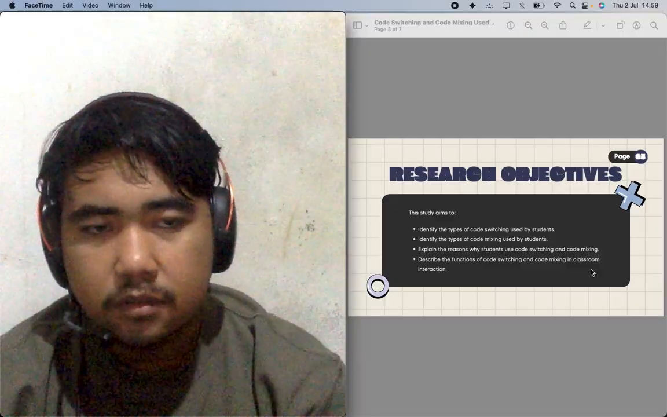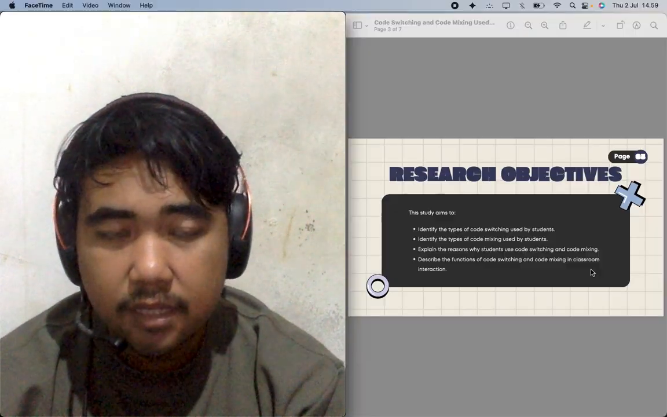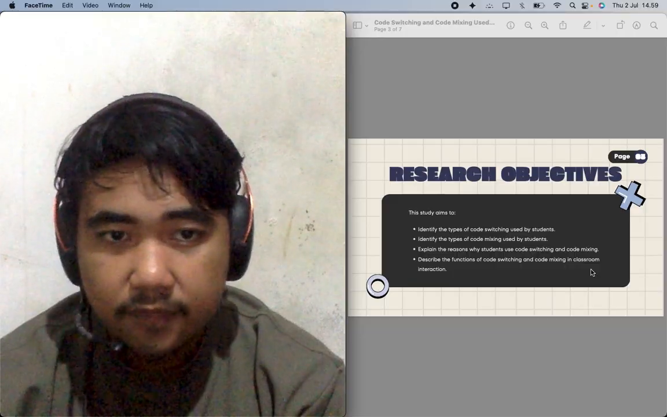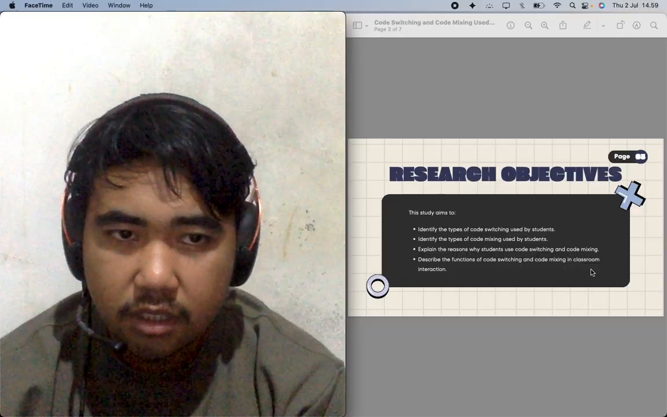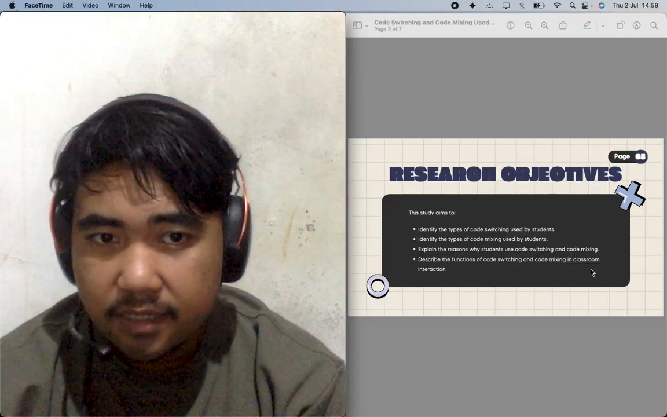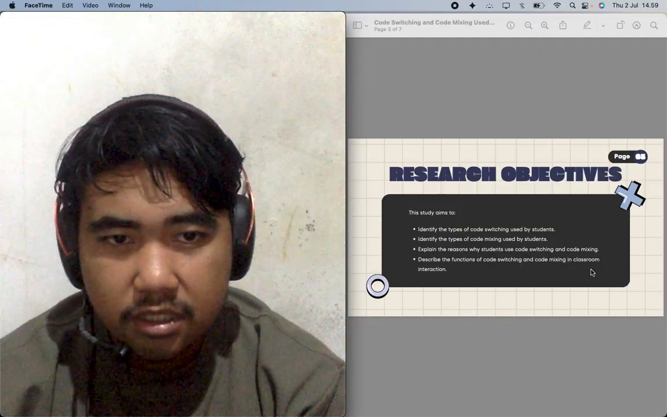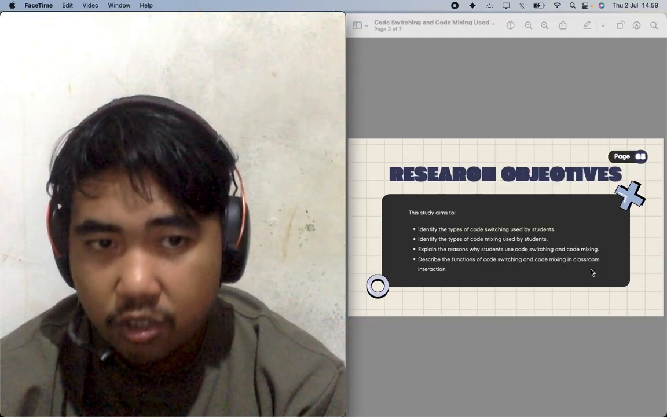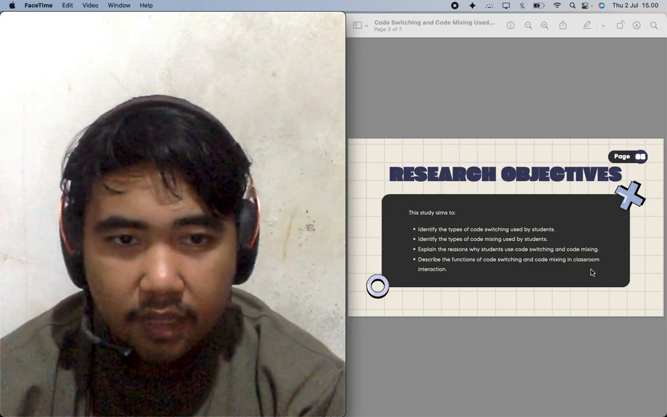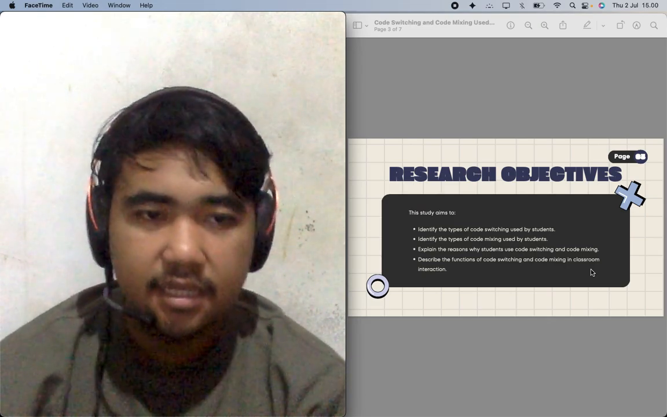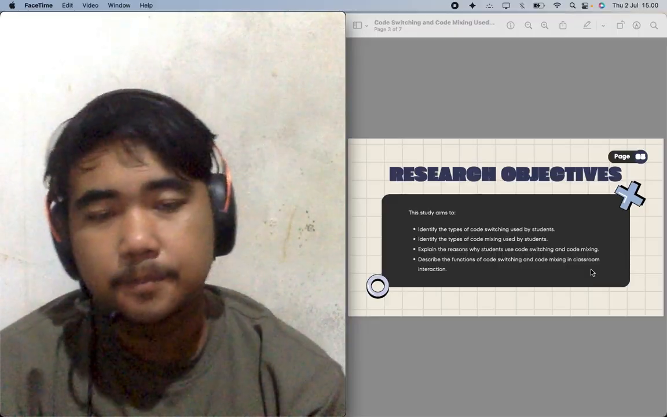We will move to the next slide. Research objectives. This study aims to identify the types of code switching used by students, identify the types of code mixing used by students, explain the reasons why students use code switching and code mixing, and the last one, describe the function of code switching and code mixing in classroom interaction.